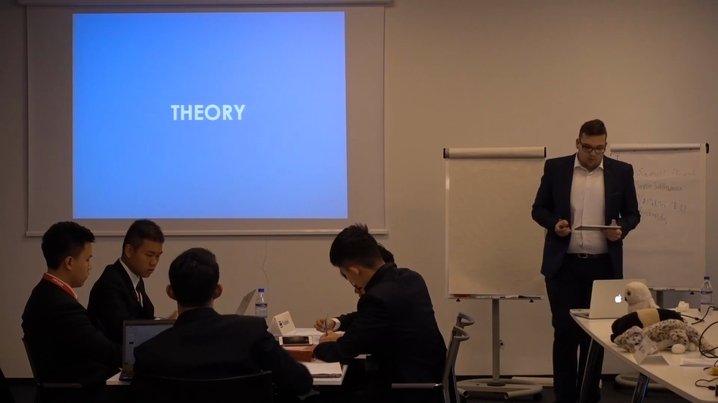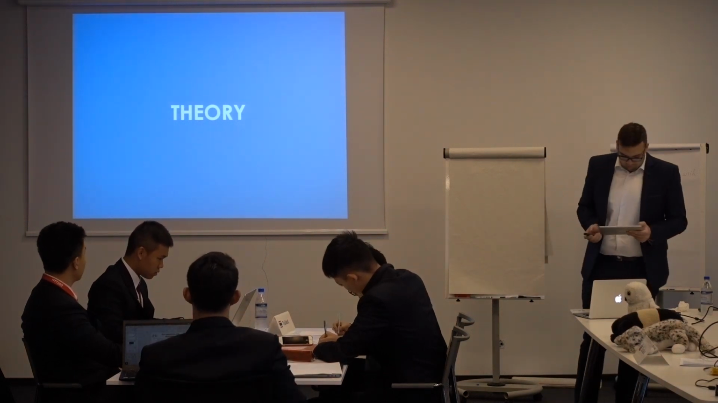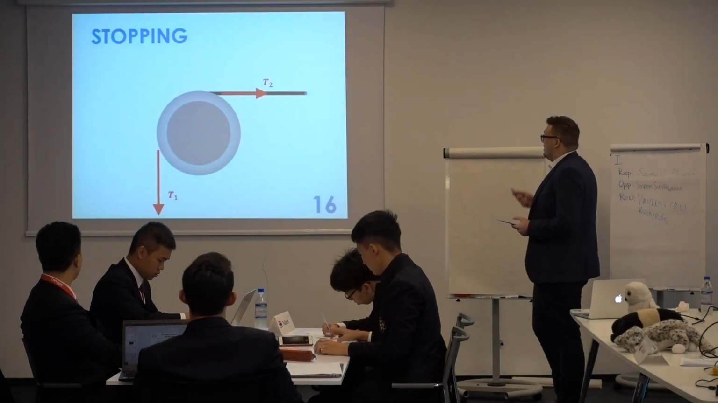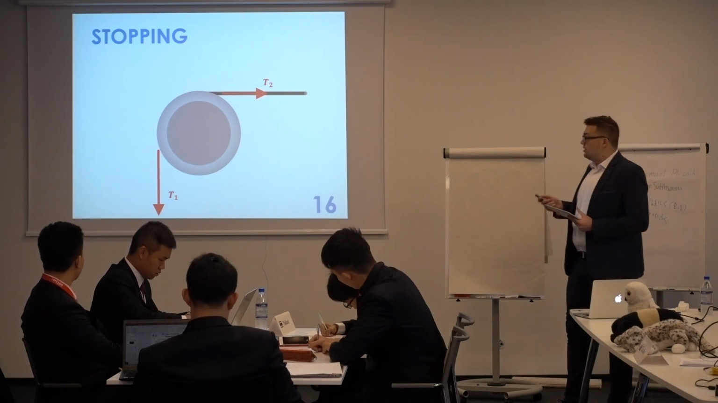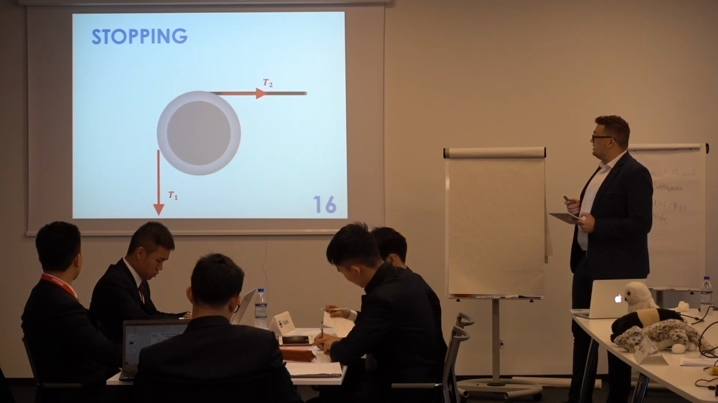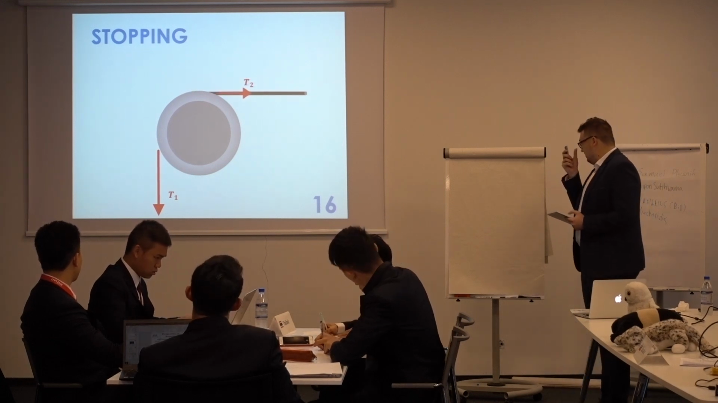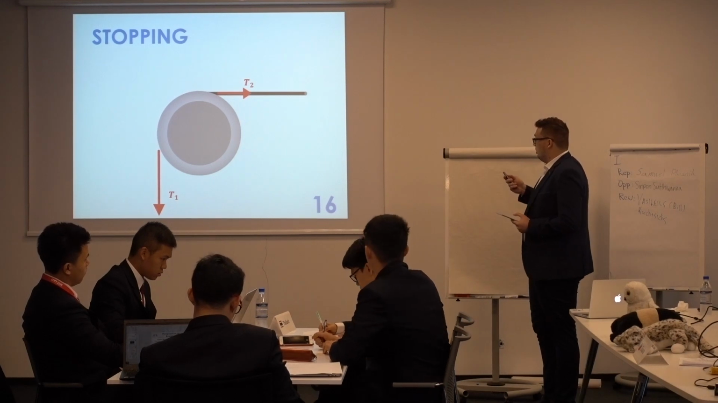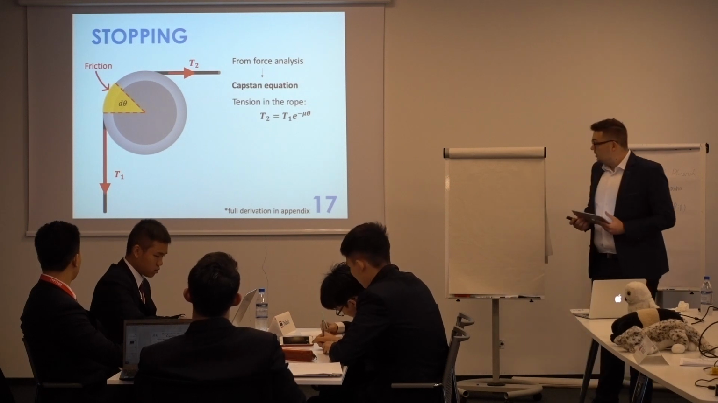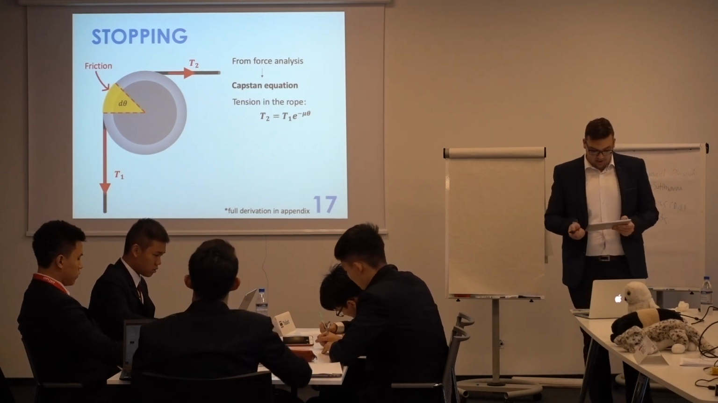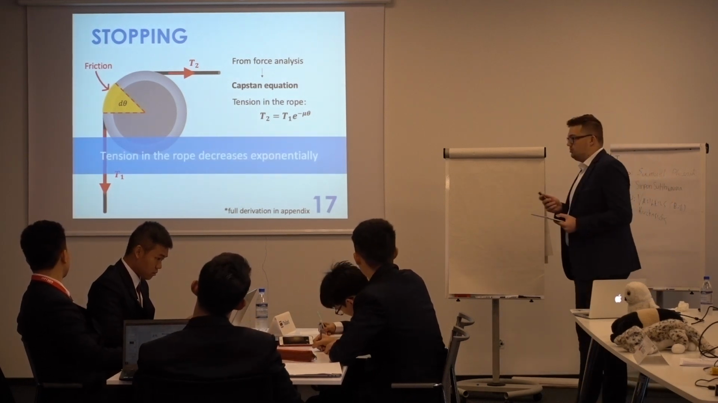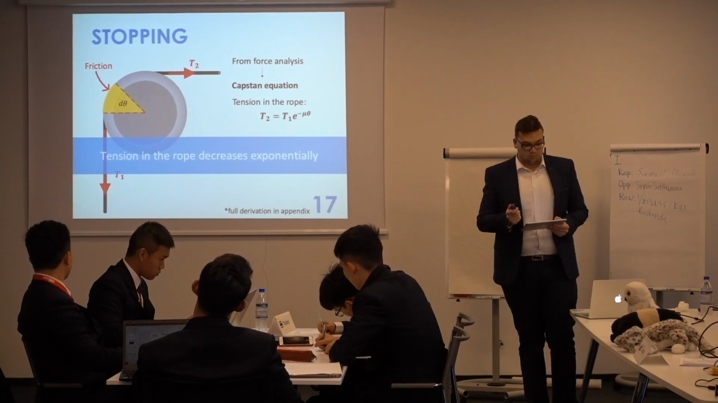Now we can come to our theoretical approach. As the light load turns around the rod, we see a decrease in tension of the thread because of the friction. This is defined by a simple Kaplan equation that is derived in the appendix. And we see that the tension drops exponentially with the turn angle.